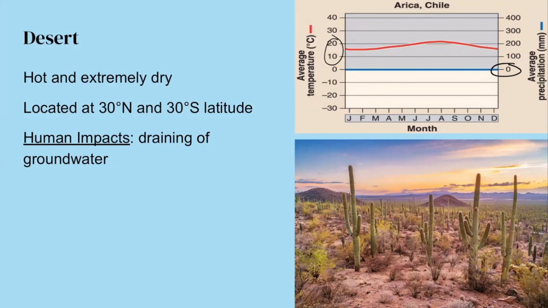So major human impacts in the deserts are these areas have low levels of water already. And so when humans develop around them, they use a lot of groundwater. They pump it out to use for their own homes, for other areas. And that can drain the groundwater that's necessary for the plants and animals that live there. So these plants and animals, like all the biomes, are very specifically adapted to living here.